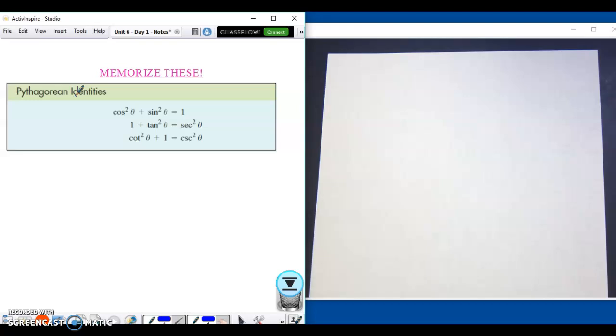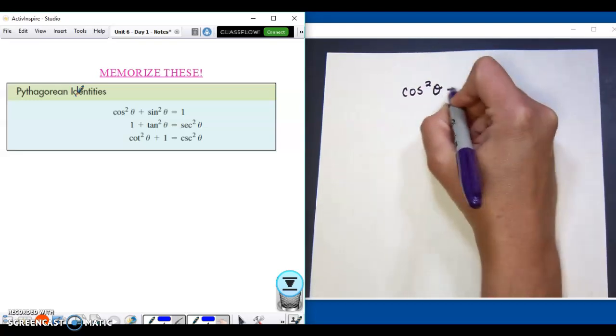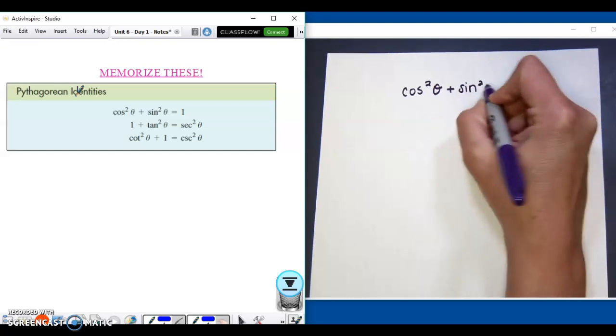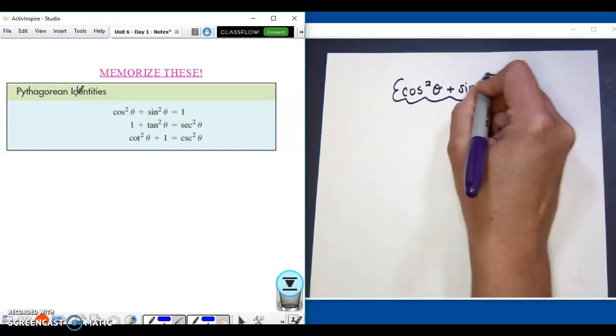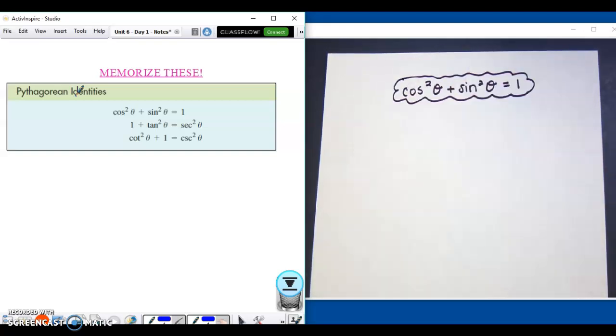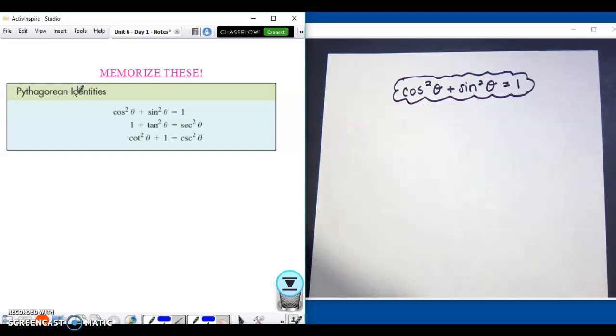So hopefully you've seen the top one. Cosine squared theta plus sine squared theta is equal to 1. Okay, this one is the most important, the most common that you will use the most. The other two are also common, but if you know this one, there's a trick to know the other ones instead of just memorizing them.